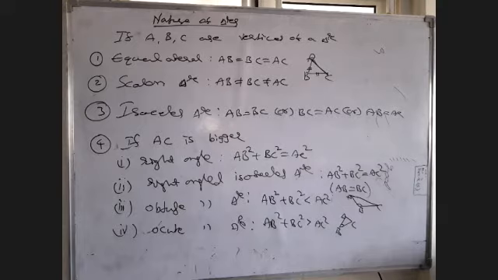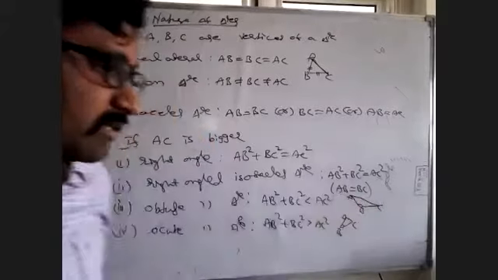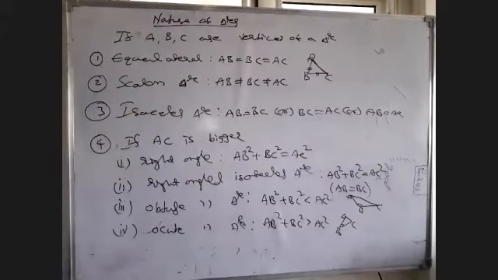For a right angle, by Pythagoras theorem, AB square plus BC square is equal to AC square. For a right angle isosceles triangle, the same Pythagoras theorem applies, but two sides are equal. Now acute angle and obtuse angle. For obtuse angle, AB square plus BC square is less than AC square. Why? Because this side is big, that's why this is only greater than. And for acute angle, AB square plus BC square is greater than AC square.